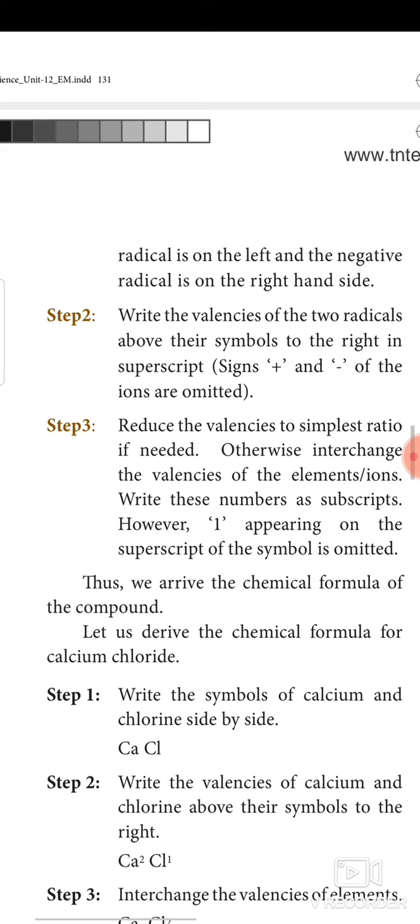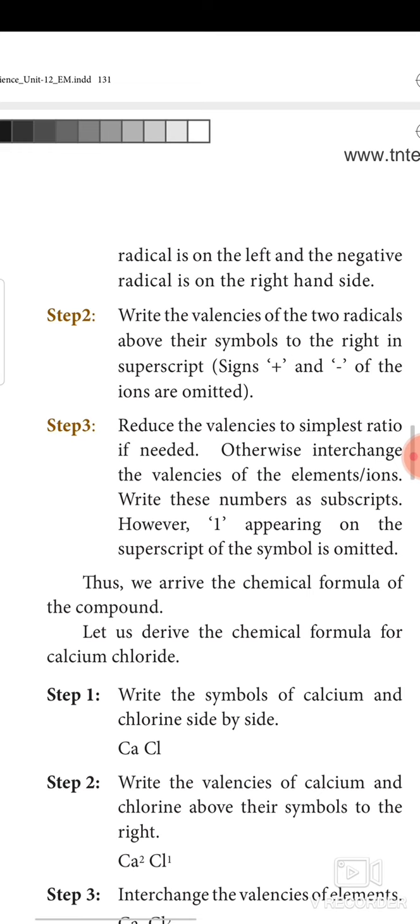Step 2. Write the valency of the two radicals above, with their symbol to the right in the subscript. So write the sign plus and minus in the subscript. See step 2: how many electrons it loses, how many electrons it gains. So calcium loses 2 electrons and chlorine gains 1 electron. Okay. Reduce the valency to a simple ratio if needed, otherwise interchange the valency of the element ion.